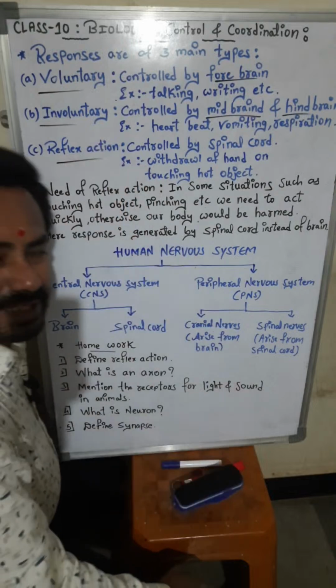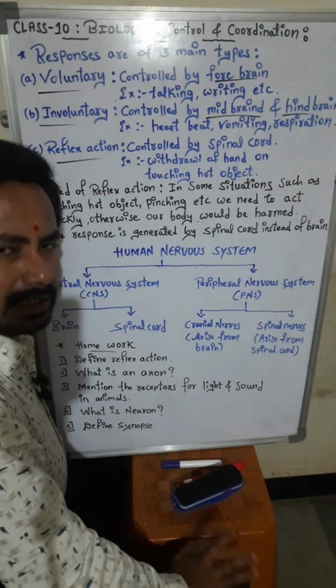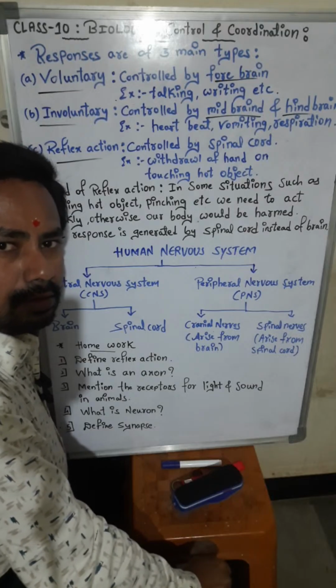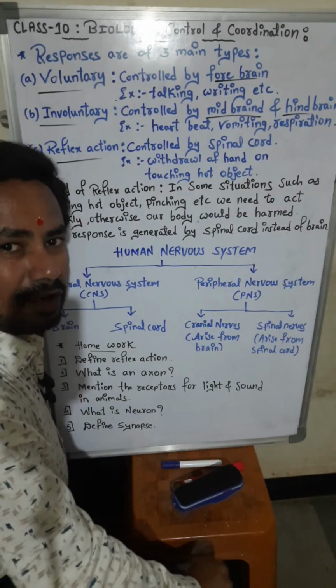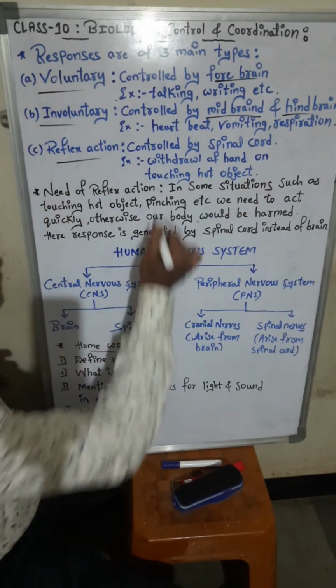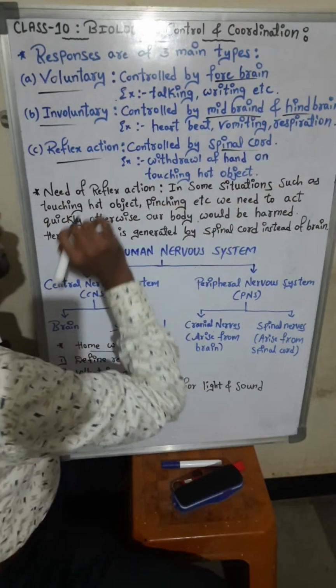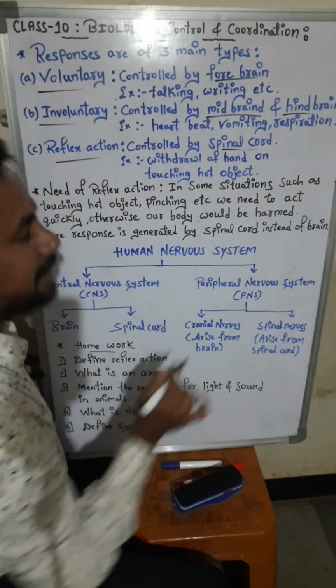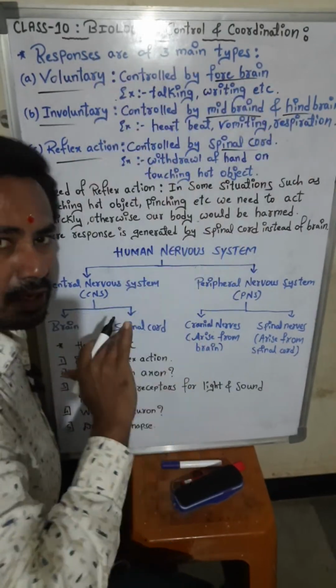The next one is reflex action. As we have already studied, a sudden quick response to a stimulus is done by whom? The spinal cord. So it is controlled by the spinal cord, students. Reflex action is controlled by the spinal cord. Involuntary actions are controlled by the midbrain and hindbrain. Voluntary actions are controlled by the forebrain.